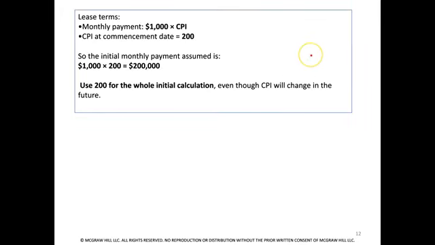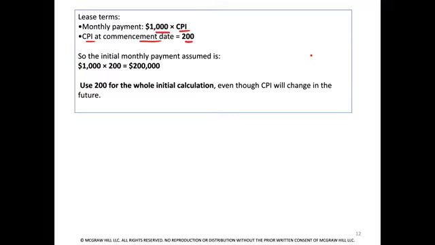Okay, so let's just say here's an example. If I have a lease term, no matter what I'm leasing, and it says the monthly payments are $1,000 times the consumer price index, okay? And the consumer price index at the start of this lease is 200.